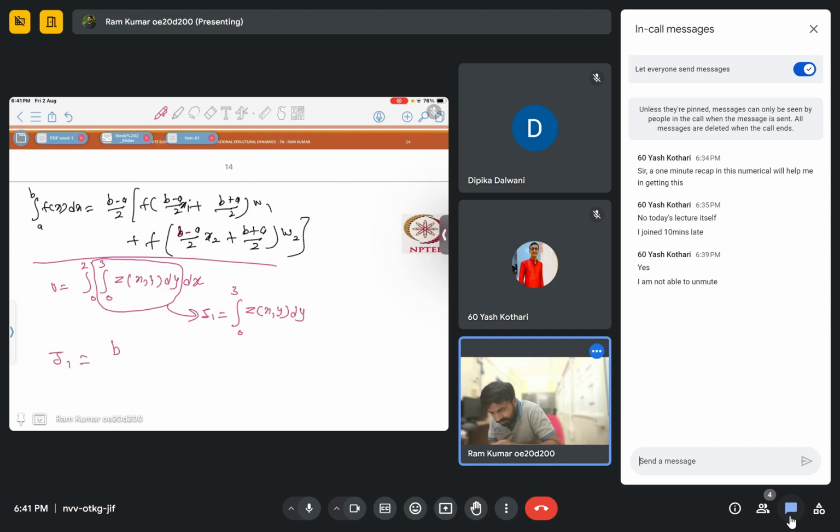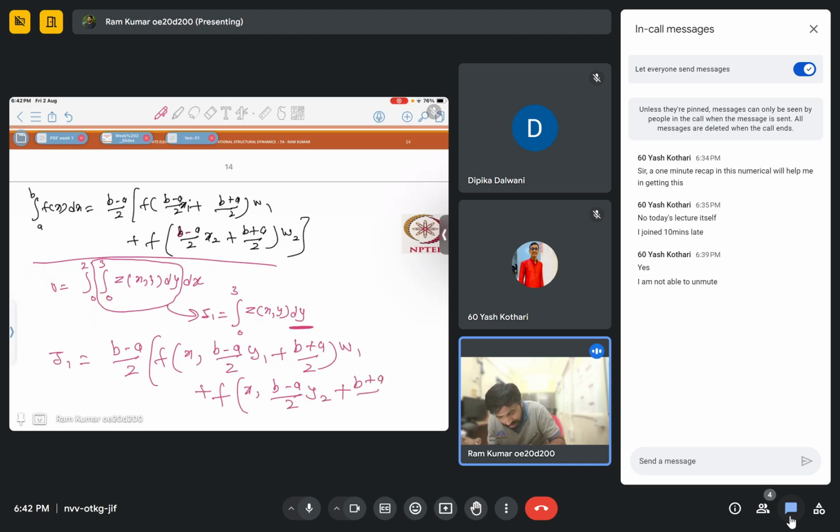So I1 equals (b minus a) by 2, so 3 minus 0 by 2, times the function of x, with x common because we are not touching x. We are integrating with respect to y. In place of y we write (b minus a) by 2 times the first point plus (b plus a) by 2, times w1. Similarly, plus the function of x, again not touching x, (b minus a) by 2 times the second point plus (b plus a) by 2, times w2. So I hope you got what we are doing. We are not touching x because we are integrating about y only. We are concentrating on y only. This x will be constant.